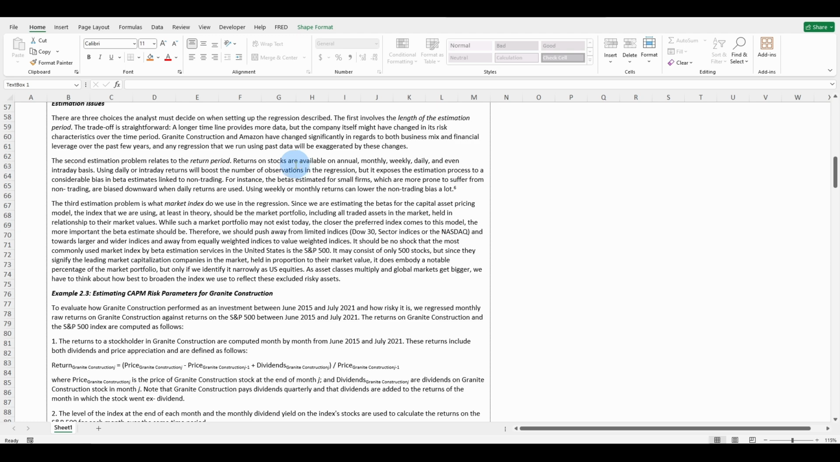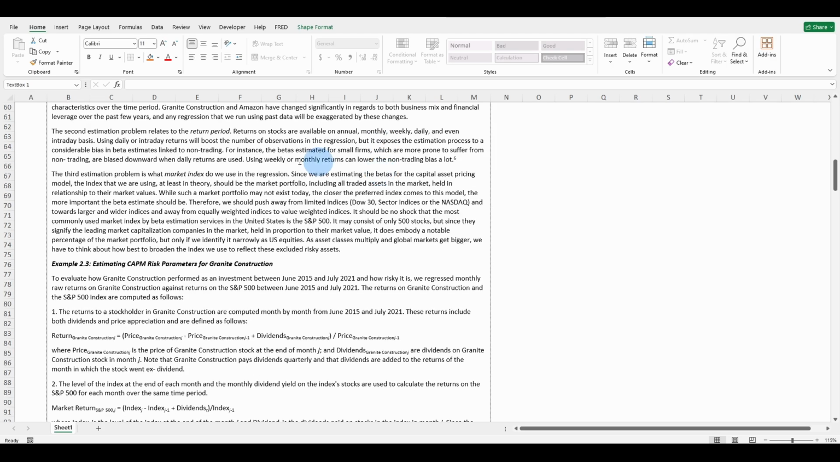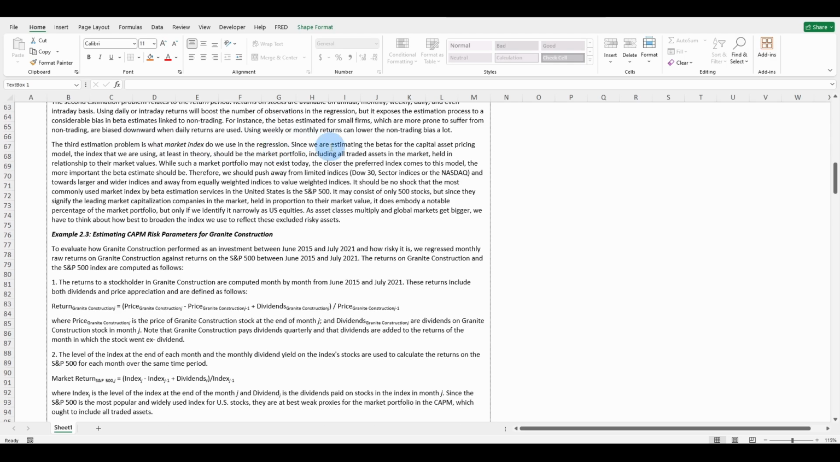Returns on stocks are available on annual, monthly, weekly, daily, and even intraday basis. Using daily or intraday returns will boost the number of observations in the regression, but exposes the estimation process to a considerable bias in beta estimates linked to non-trading. For instance, the betas estimated for small firms, which are more prone to suffer from non-trading, are biased downward when daily returns are used. Using weekly or monthly returns can lower the non-trading bias a lot.